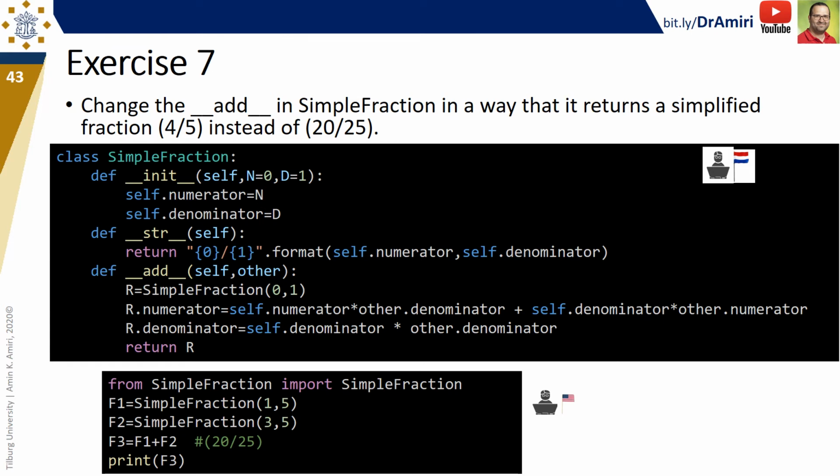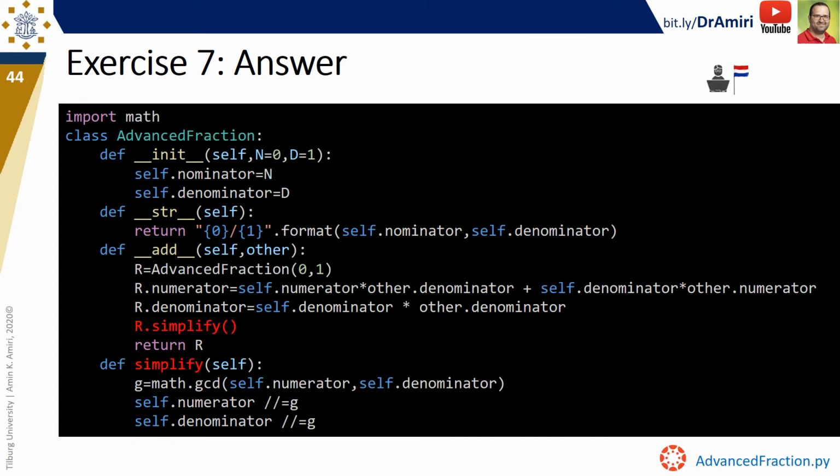So what can you do? How can you change __add__ so that this can happen? The hint is that you need to create another instance method called simplify, and then use it here. So as you can see here, after creating a new instance r in __add__ and setting the attributes of numerator and denominator, I used r.simplify, and then I returned r.